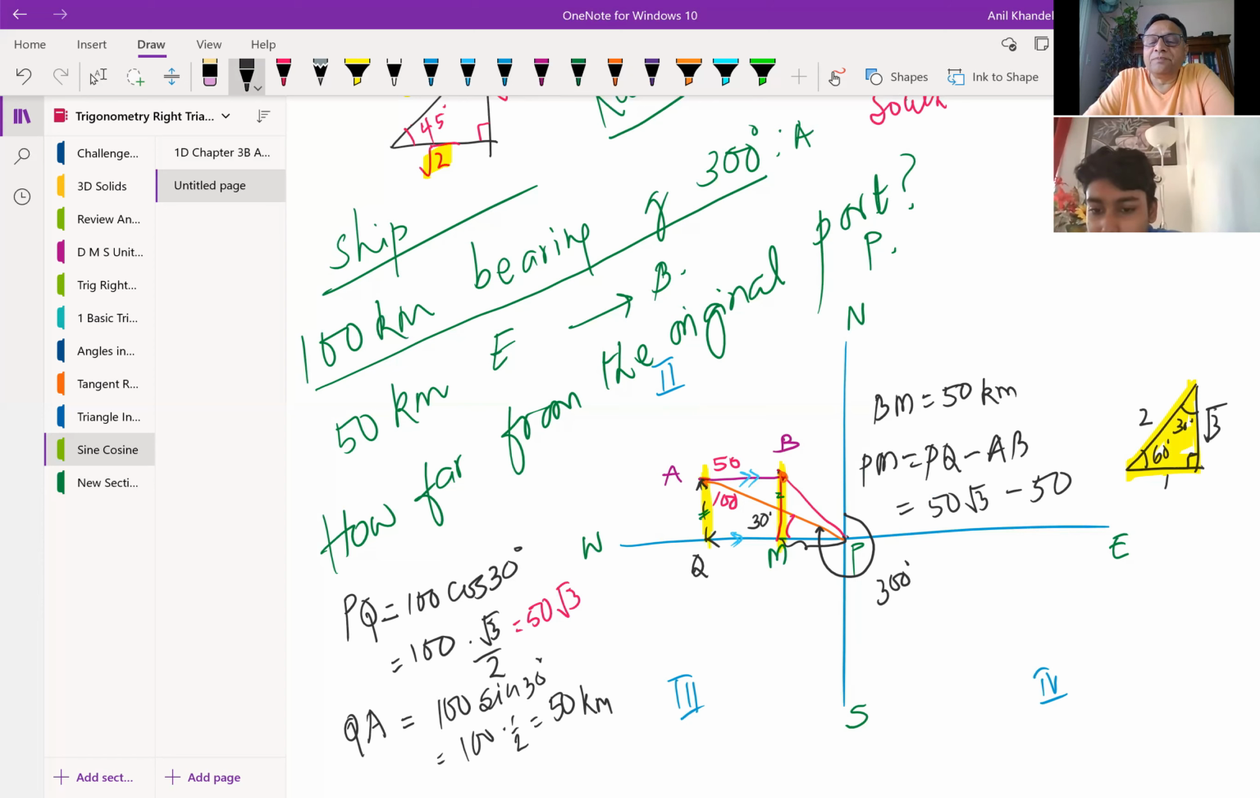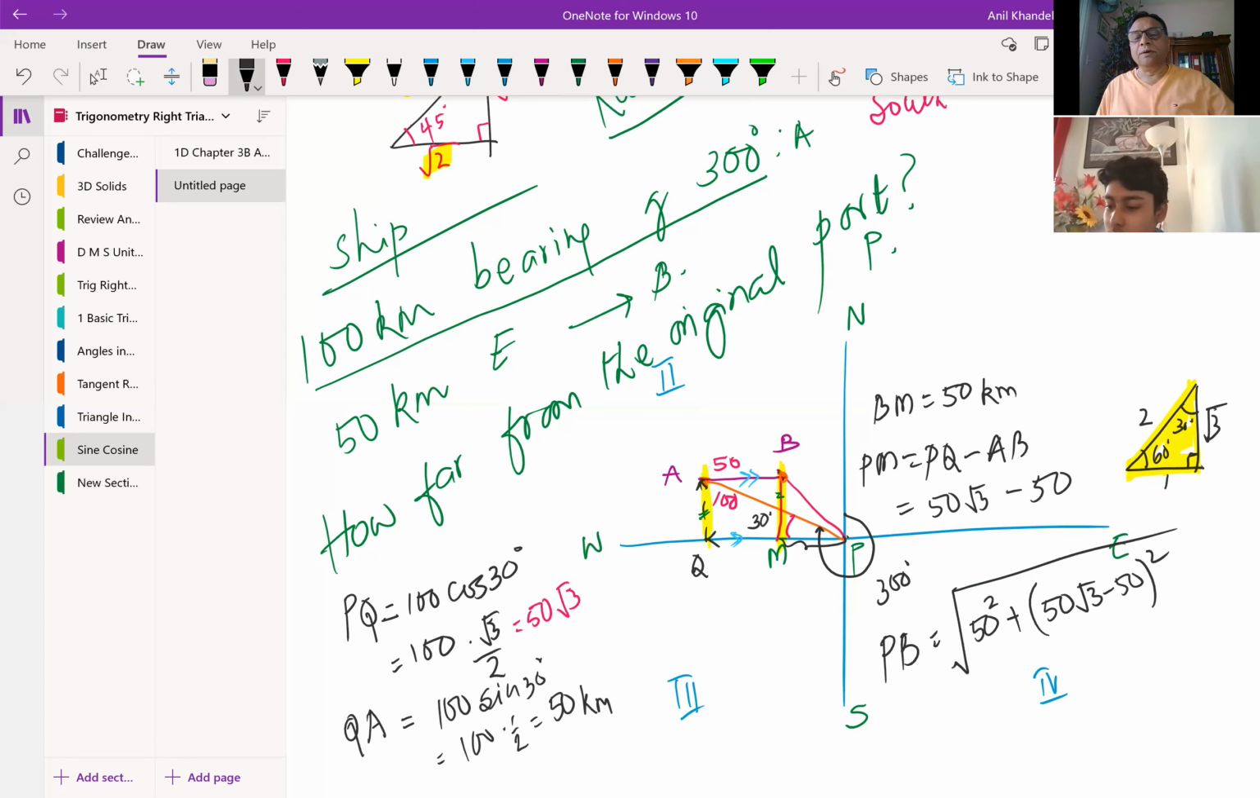Now, to find P to B, you'll use Pythagorean theorem. So P to B squared equals PM squared plus MB squared, or it is square root of 50 squared plus 50 square root 3 minus 50, squared. Is that clear to you? Yes, sir. Use the calculator and find this answer. So better find PM first. So P to M is 50 square root 3 minus 50 in decimals. Put it in decimals, right? We can now square this. Plus 50 squared equal to, square root of the answer, which is 3839.